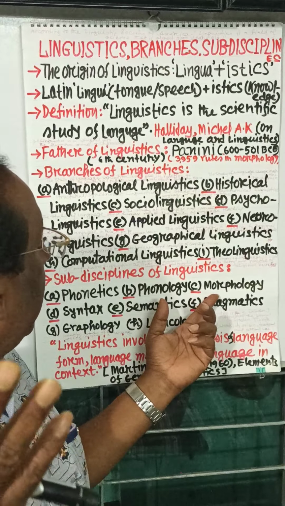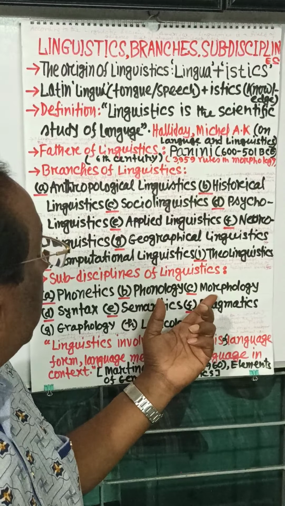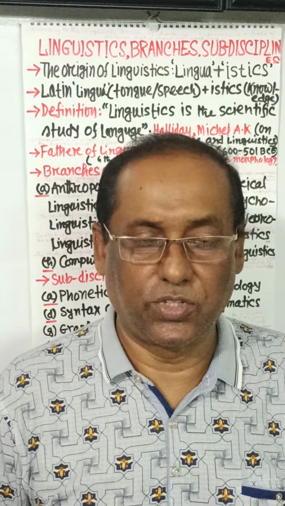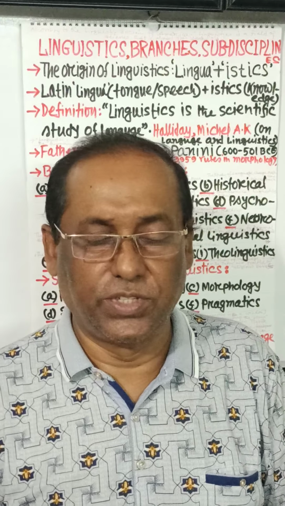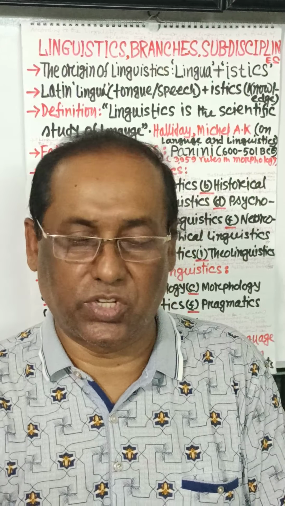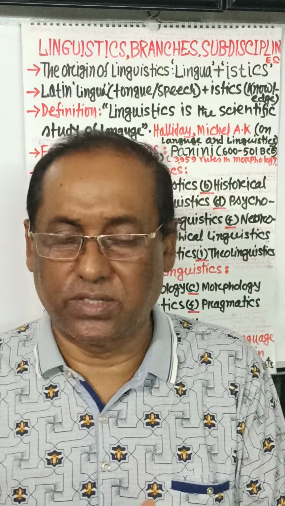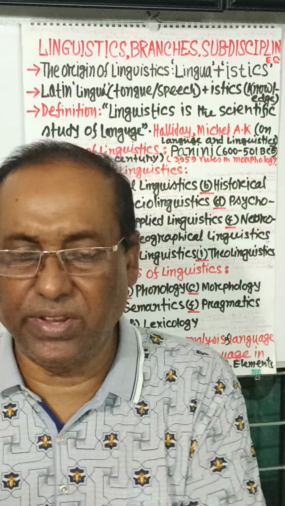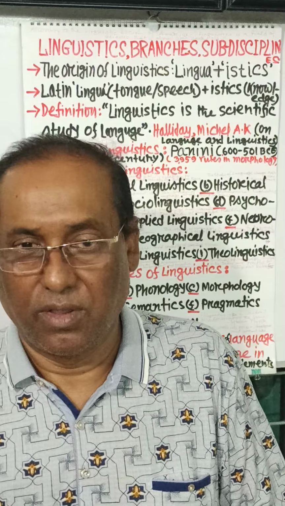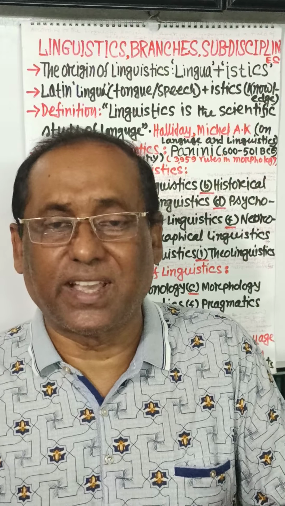There is another linguistic level or subdiscipline, and that is morphology. What is morphology? Morphology is the scientific study of word formation. It discusses how words are generated, how words are made through different rules, word formation rules. So morphology is the grammar of words.